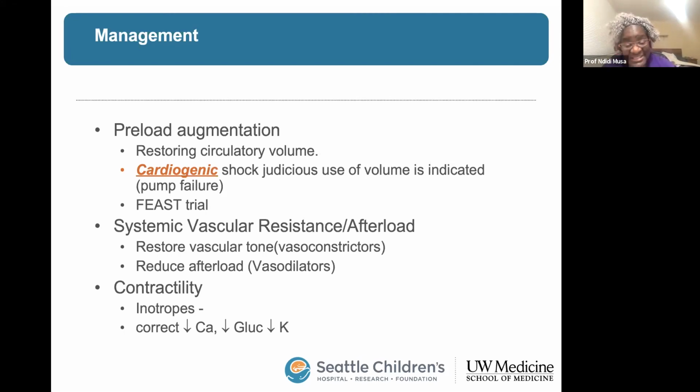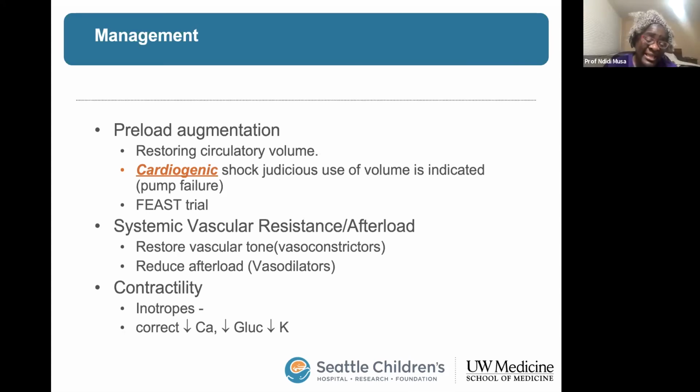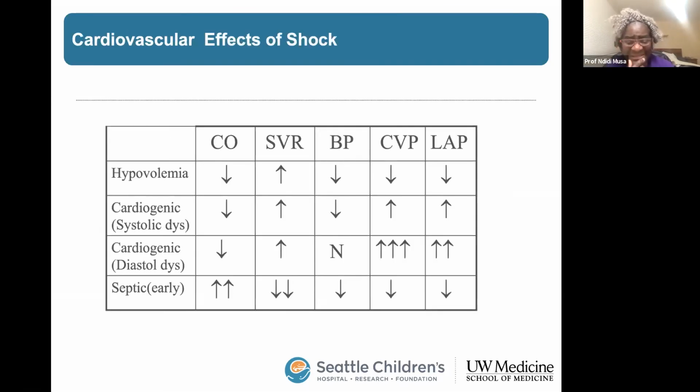Obviously, the systemic vascular resistance is the afterload. You want to restore vascular tone, especially if you have vasodilatory shock like anaphylaxis, or distributive shock like sepsis; you want to use vasoconstrictors. Now, if you have increased afterload, if you have vasoconstriction as seen with cold shock, then you want to reduce the afterload with vasodilators like milrinone or nitroprusside to try to improve cardiac output and help that heart pump against a lower resistance. And then, as I said, inotropes impact contractility. Correct your calcium, your glucose, and your potassium to help with contractility.